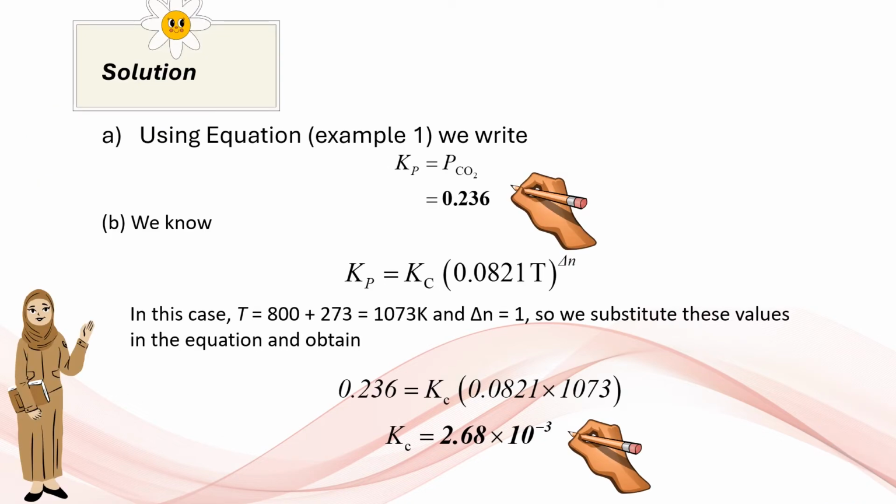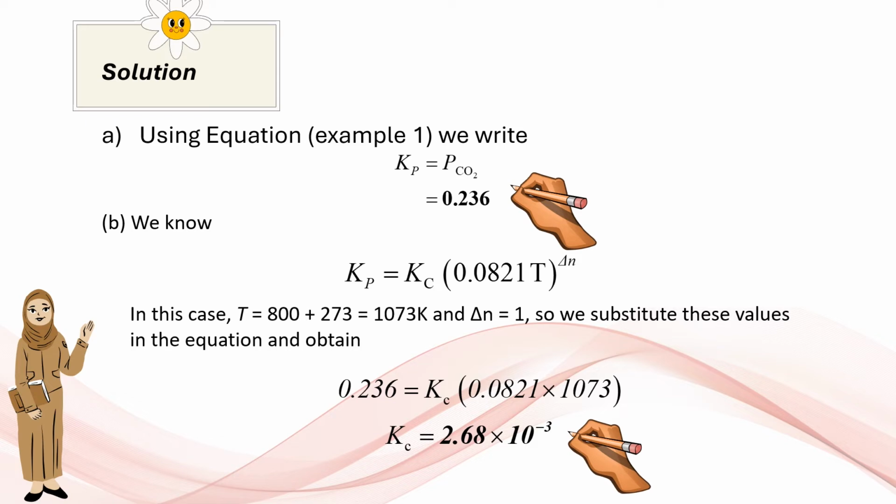Now let's look at the solution for example 1. Using the equation in example 1, we can write the equilibrium constant in terms of pressure as equal to the partial pressure of carbon dioxide, which is given in the question as 0.236. Remember, even though it's a partial pressure, we don't use a unit in an equilibrium constant. For B, where we need to find Kc, this equation has to be used, where Kp equals Kc times 0.0821 times the temperature, to the power of the difference in the number of moles.